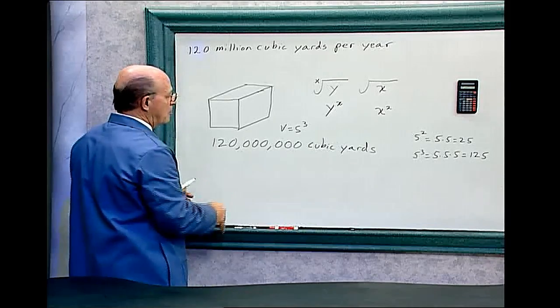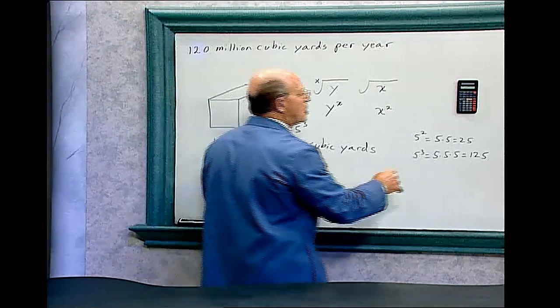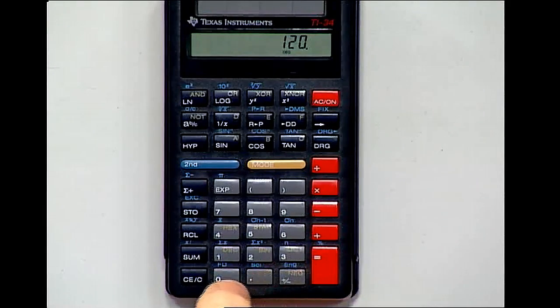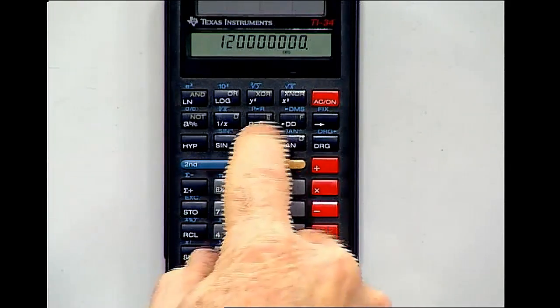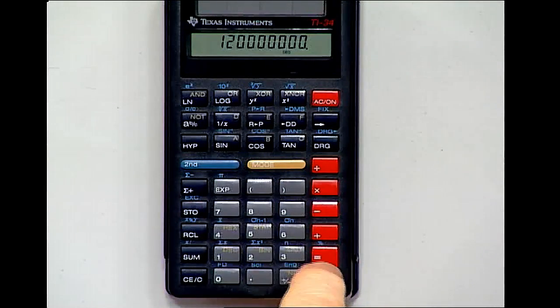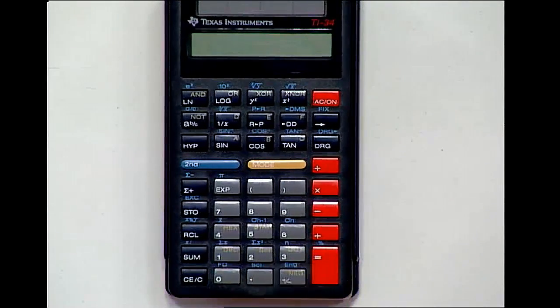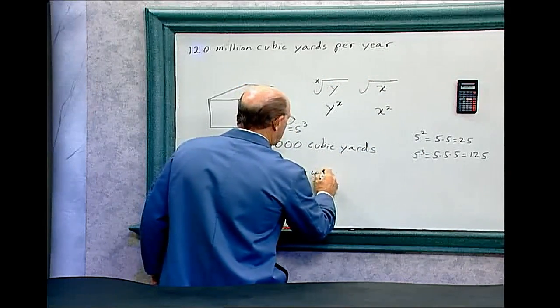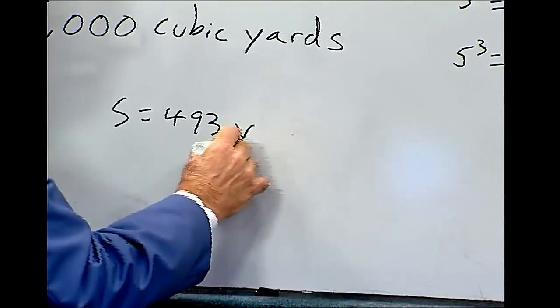So let's put in this number, 120 million cubic yards. 120 and 6 zeros, 1, 2, 3, 4, 5, 6. And then we want to go to the third root. So press second, and we do 3, equals 493. So the side equals 493 yards.